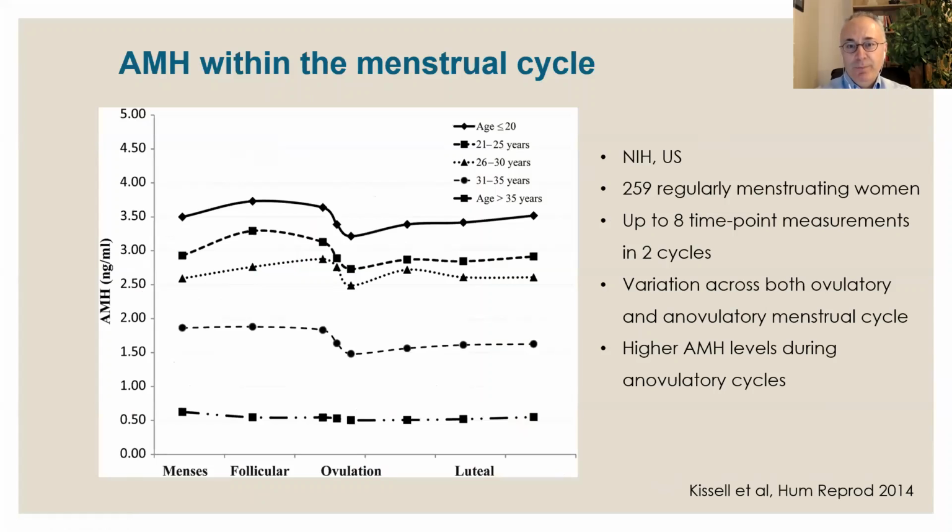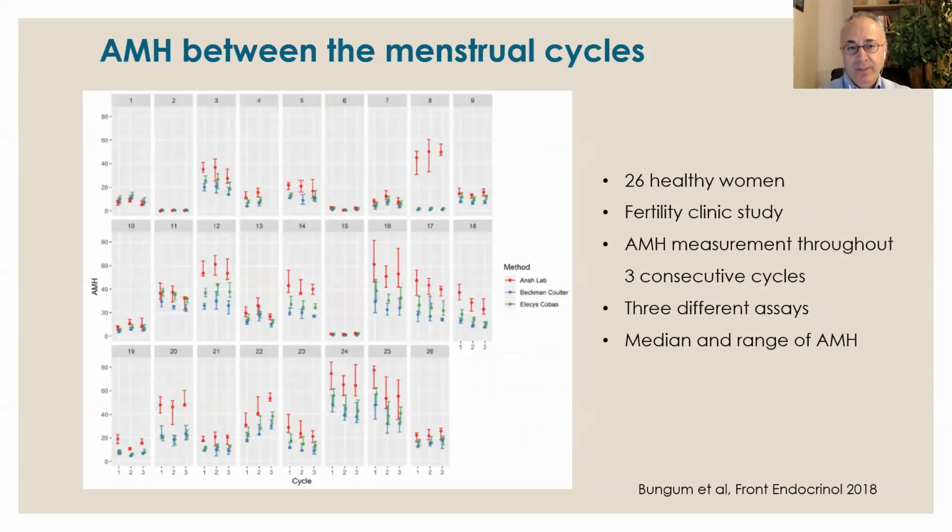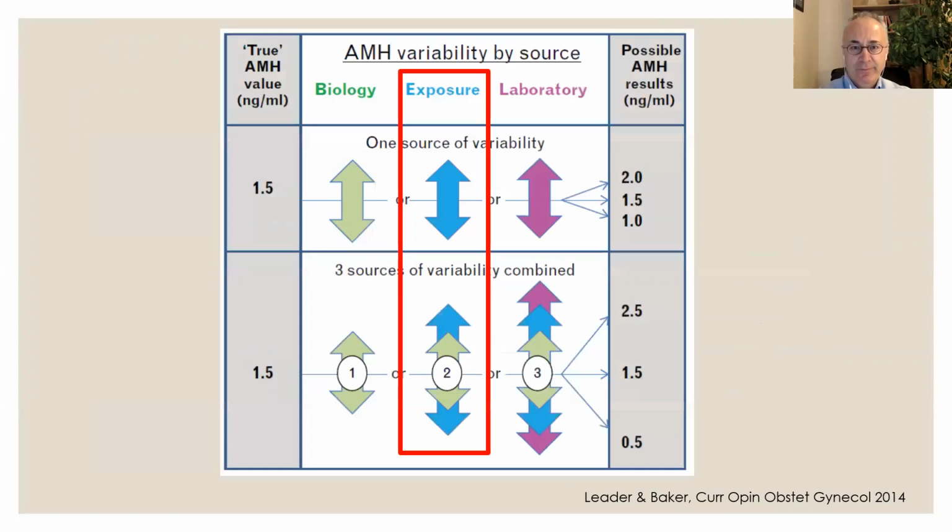Another variation would be measurement within the menstrual cycle. This slide clearly shows that at different age groups, we have a variation of AMH within a menstrual cycle. And in fact, AMH levels are higher during anovulatory cycles. And this slide shows us the variation between the menstrual cycles. So using different assays, we see here that there's a significant variation between the menstrual cycles within the same individual.